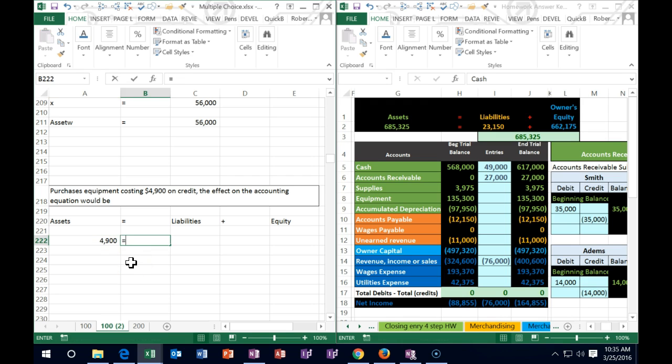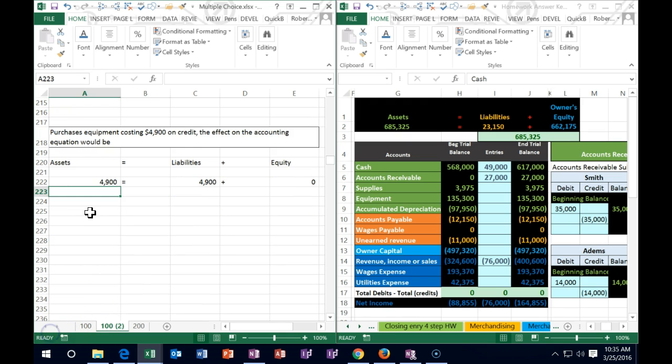If that went up by 49, then something has to have happened on the second side of the equal sign. And that means the cash didn't go down, liabilities went up. So liabilities went up 49. No effect to equity. Equity stays the same. So the effect is an increase in assets and an increase in liabilities, the asset being equipment and the liability being some kind of loan payable.